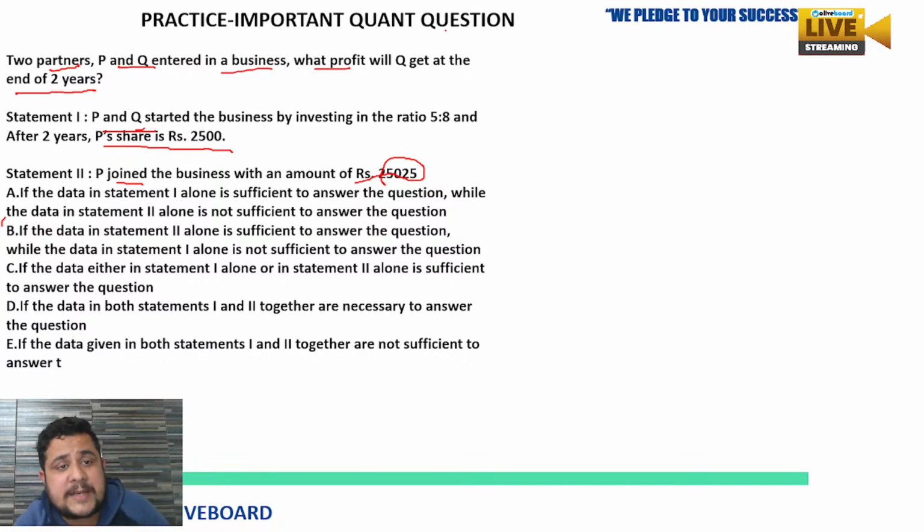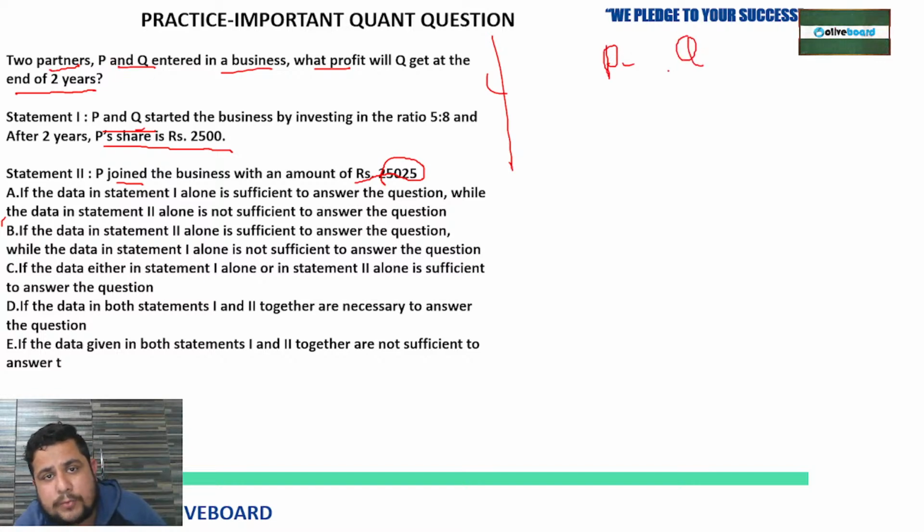First of all, it is based on which chapter? Partnership chapter. Two partners P and Q entered in a business. What profit will Q get at the end of 2 years? So time is also given, that is 2 years. Fine. Now they are asking the profit of Q.